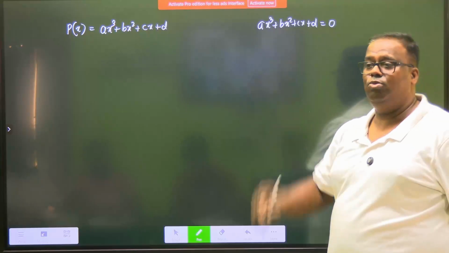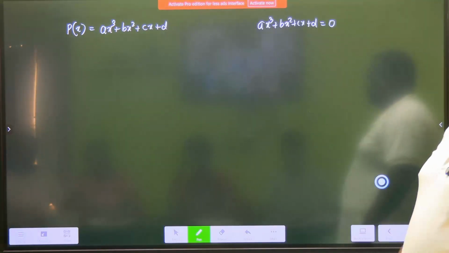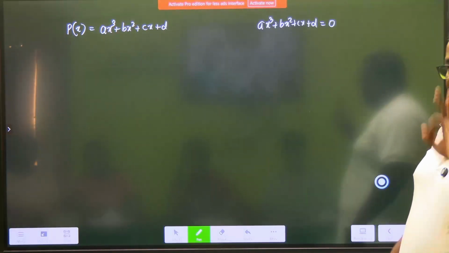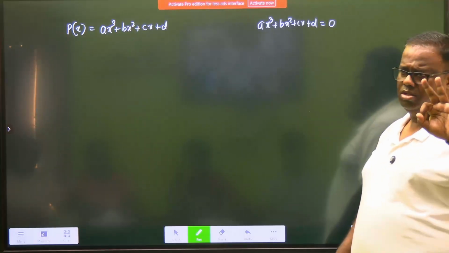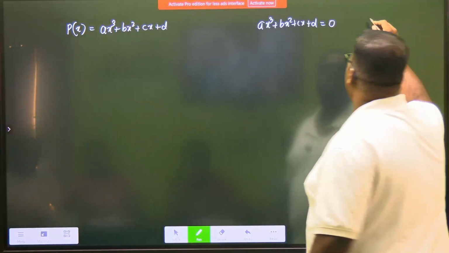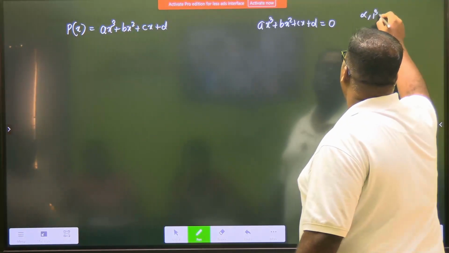Now look at the degree. What is the degree? 3, cubic. How many zeros should it have? 3 zeros. So the 3 zeros are alpha, beta and gamma.